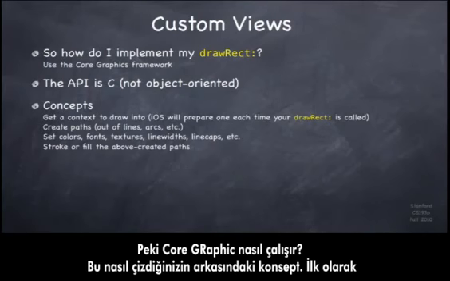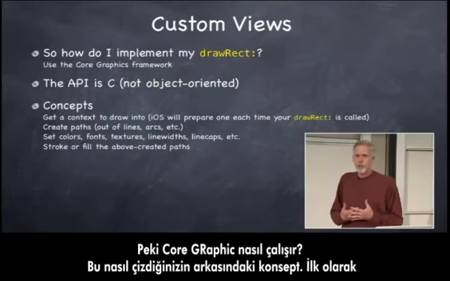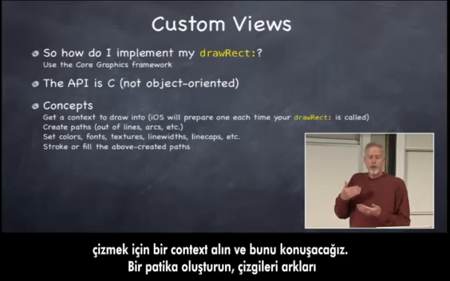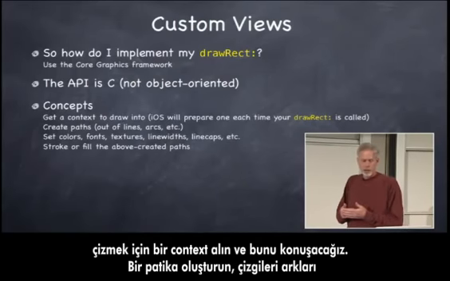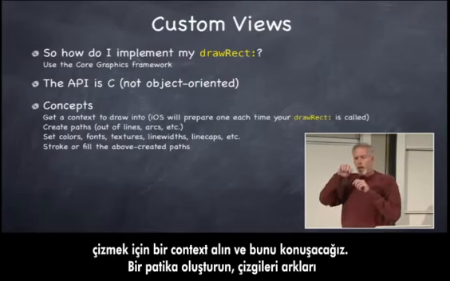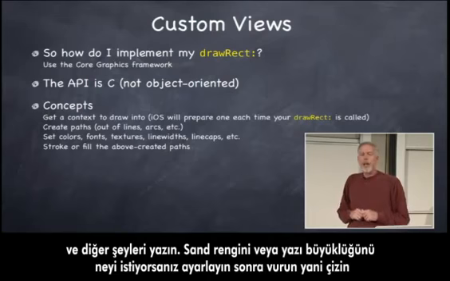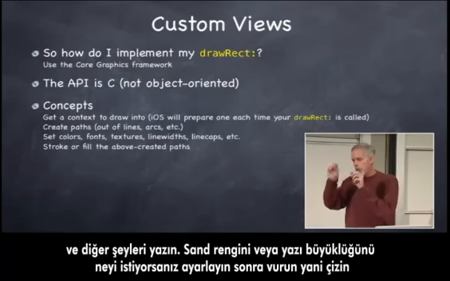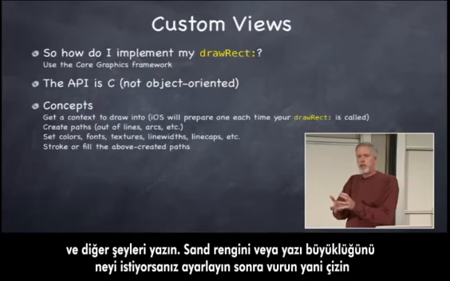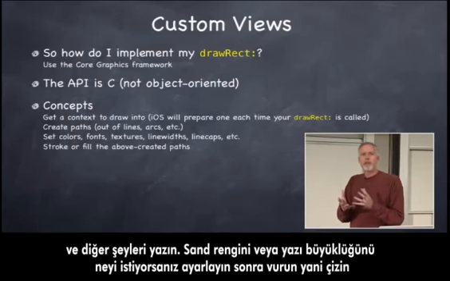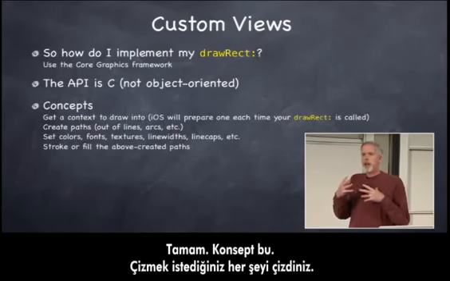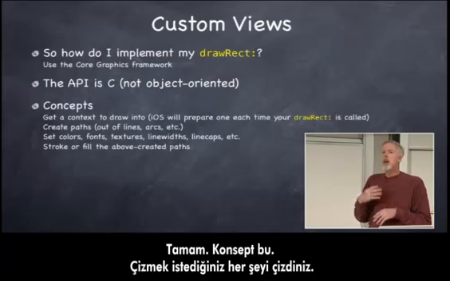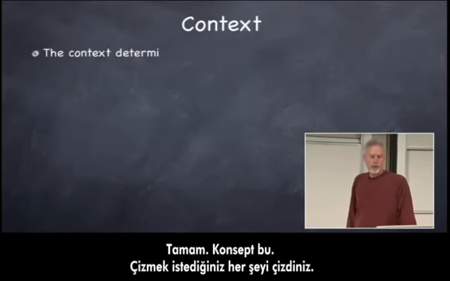So how does Core Graphics work? So here's the concepts behind how you draw. First, you get a context to draw into, and I'll talk about that. Then you create paths, right? Lines and arcs and stuff. Then you set the colors and the textures or fonts or whatever you want, and then you stroke, meaning draw, or fill the interior of those paths. That's it. Okay, that's the concept. You just do that over and over to draw all the things you want to draw.